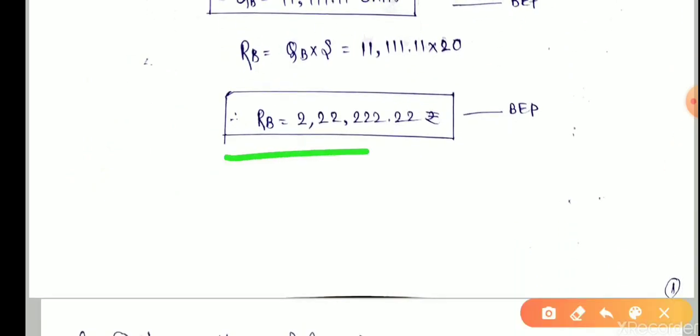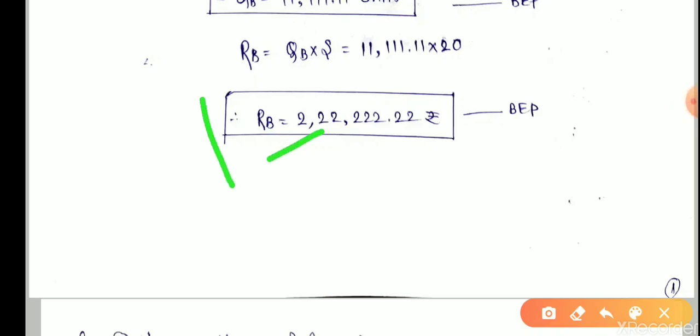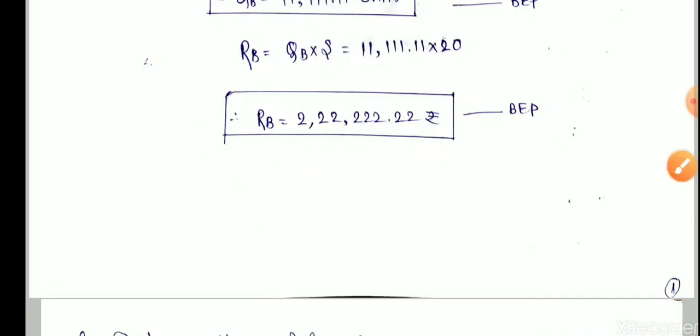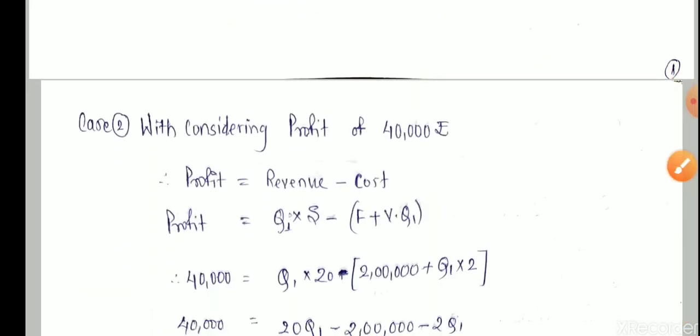RB is the break-even point in terms of rupees. Means if our sale or our counter, suppose it may be a counter, has 2,22,222 rupees, then this is the break-even point, and the money coming beyond this 2,22,000 is a pure profit. And when money comes below 2,22,000, then this is our pure loss. And this is the break-even point in terms of rupees. It can also be calculated in terms of percentage. We will calculate that for the next example.